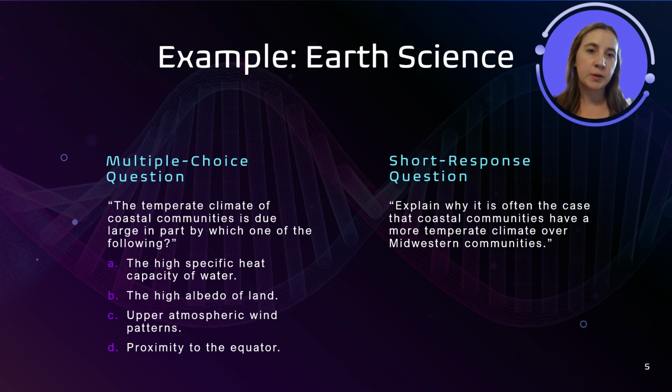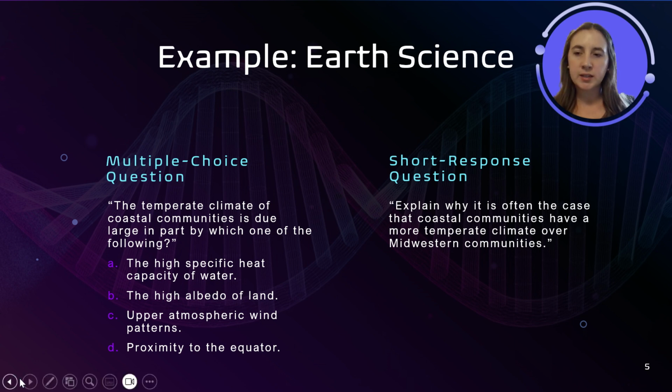That in a short response question looks like here on the right. Explain why it is often the case that coastal communities have a more temperate climate than Midwestern communities. So here you would be discussing the specific heat capacity of water, because specific heat was the answer to that question. It was brought back on the unit test, and it was our go-to term that we discussed for this portion of this lab. Okay, so that's an example for earth science.